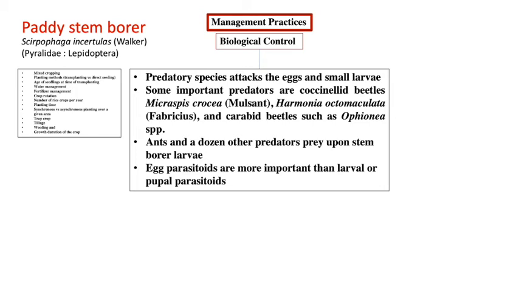Some important predators are coccinellid beetles and other species, as well as ants and a dozen other predators that prey upon stem borer larvae. Egg parasites are more important than the larval or pupal parasites, and egg parasitism may reach up to 90% at harvest. In order for populations of egg parasites to build up early in the season, early insecticide application should be avoided.